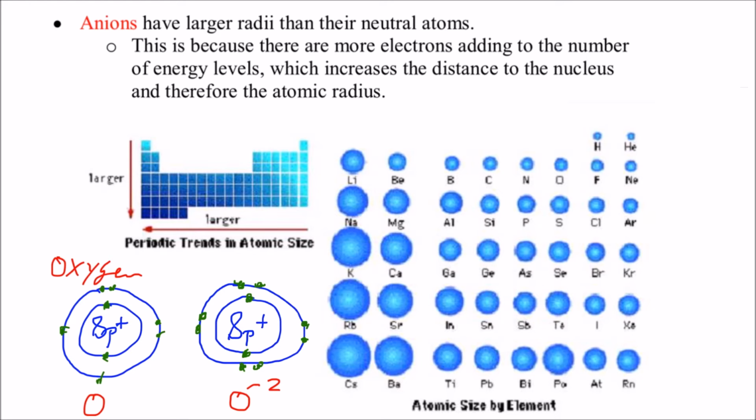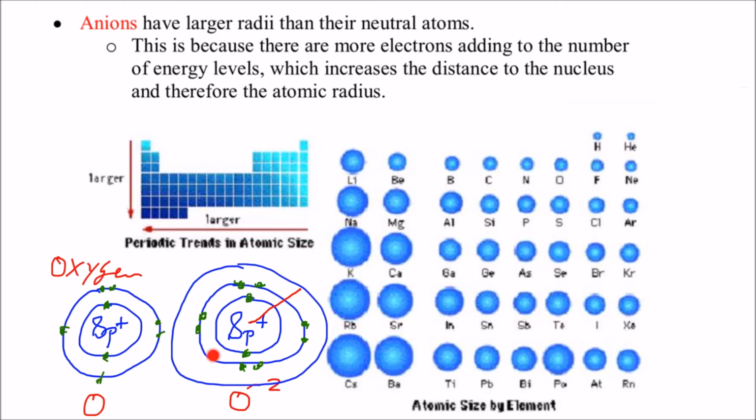Okay? And because we've added these 2 extra electrons here, we've actually filled up this energy level. We've made it complete, if you will. And so the next thing, if we started adding even more electrons, we would have to add a whole other energy level to this. That is going to increase the atomic radius. So anions are always going to have a larger radius than their neutral atoms do.